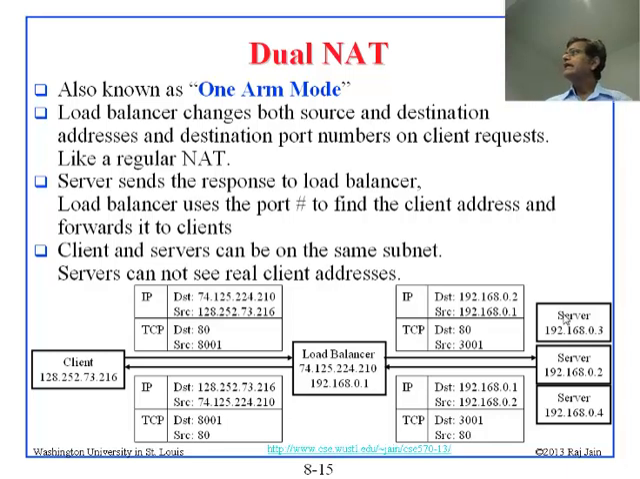Now the server sends a response to the load balancer, and the client and server can be on the same subnet. So that is the positive part. The negative part is the second line. Positive is the client and server can be on the same subnet, but the negative part is that the servers do not see the real client address.